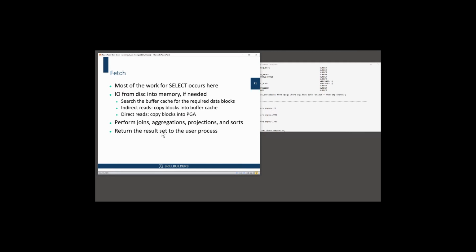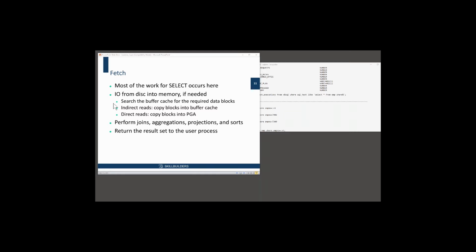The final part, fetch. Most of the work for fetch occurs, most of the work for select occurs in that final fetch phase. Odd word, fetch. There may well be I/O from disk into memory, or maybe the block's in memory already. If there is I/O, there's a significant choice there, indirect read or direct read. And understanding the impact of direct read and indirect read is of vital importance to see particularly how performance of your queries changes over time.